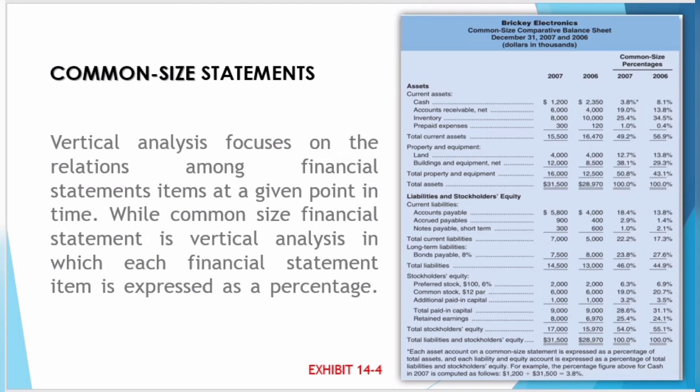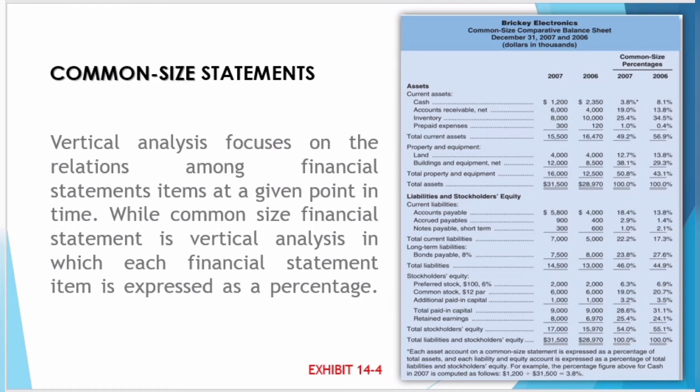There is a Brakes Electronics common size comparative balance sheet as of December 31, 2007 and 2006, in thousands of dollars. This one has a different style from Exhibit 14-2, guys. This is Exhibit 14-4, where we can see the years 2006 and 2007 and the common size percentages. To get the percentages between 2007 and 2006, guys, you can see the guide or formula below.